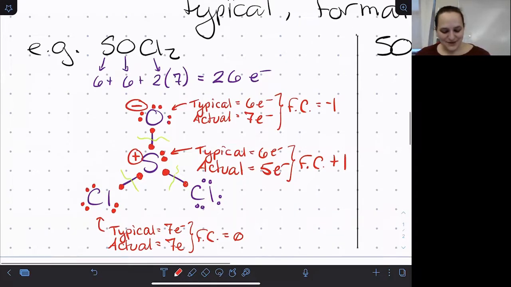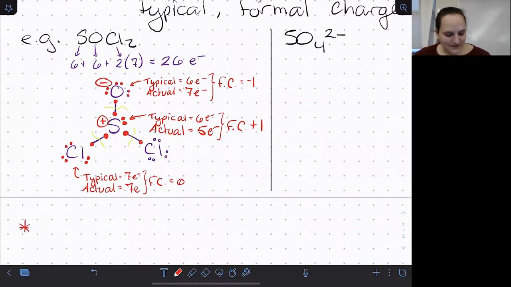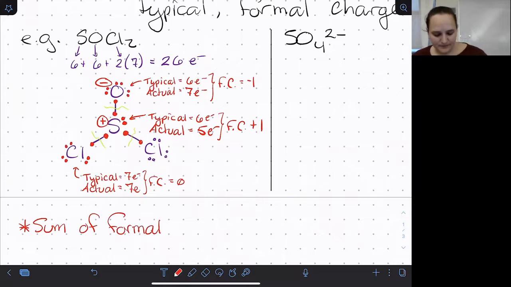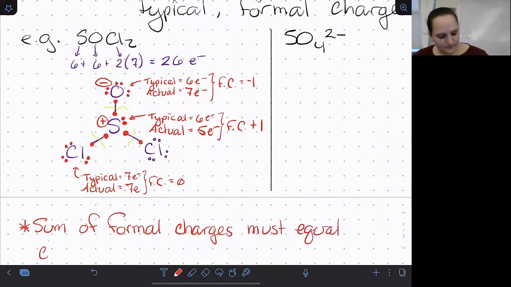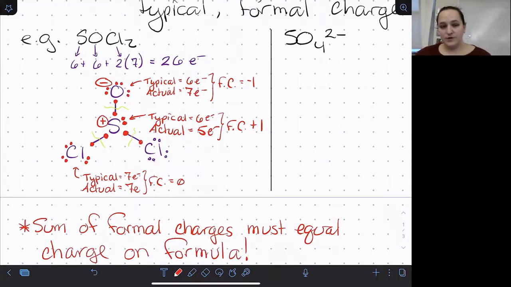So one thing to note that can be really helpful sometimes is that the sum of your formal charges must equal the charge on the formula. If that is not true, something is wrong. You've either miscalculated your formal charges, which can happen. If the formal charges you've assigned are correct, what that means is you don't have the right number of electrons. So if you aren't representing the correct number of electrons, you're going to come out with a different charge on the species than you should. So here we have +1 and -1 gives us a total of 0. Charge is 0 on this, so that works out.